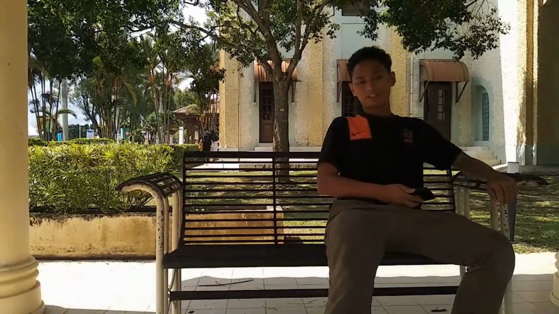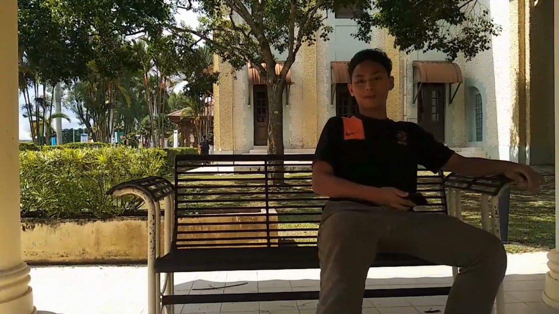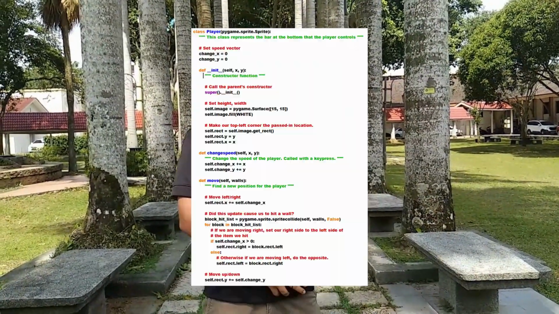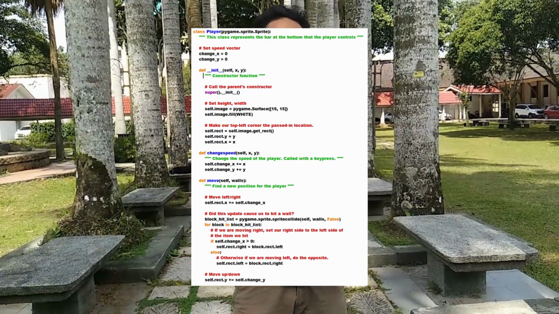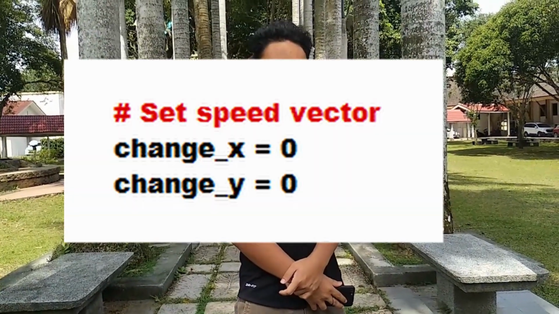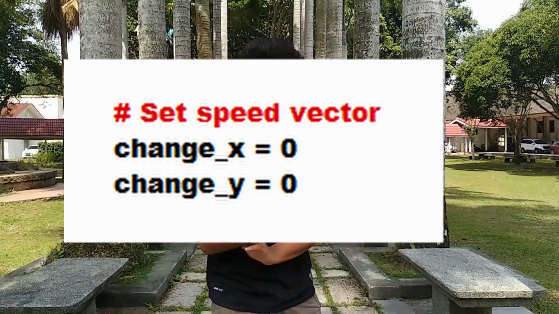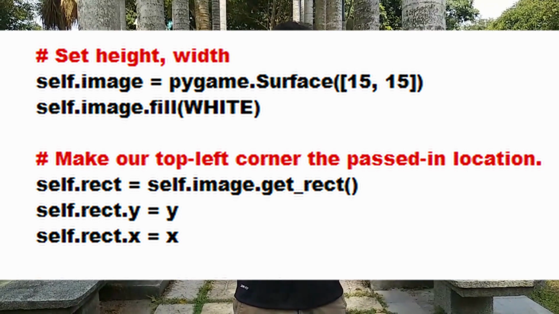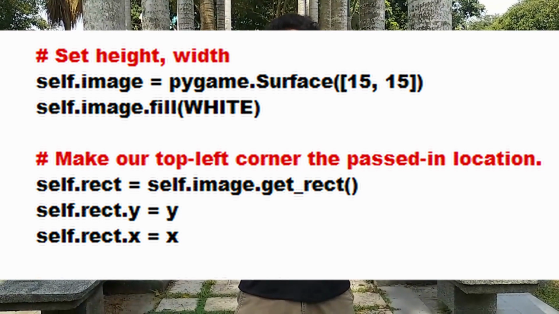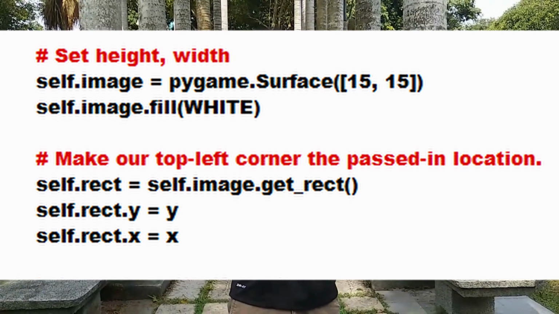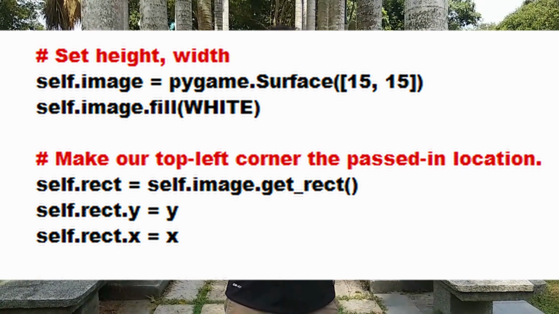Okay, so next we're going to set up the class for the player in this game. We use this block to set up the class for the player. This line represents the speed vector for our player. This block is used to set up the player height, width, color, and to make our top left corner the pass in location.